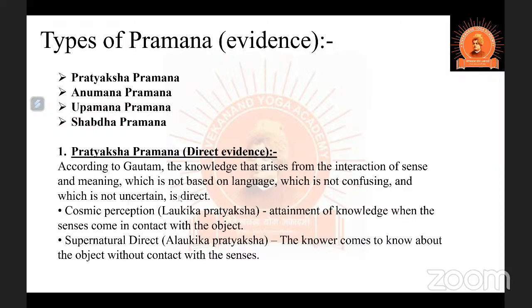Because of the interaction of the senses, you get some meaning which is not based on any language. You are perceiving something through your senses, and through that some knowledge comes without any confusion, without any uncertainty. It is just direct. Here there are two types of perception: laukika, ordinary, and alaukika, supernatural direct perception. When your knowledge senses are in direct contact with that particular object, and knowledge is attained, that is called Laukika.